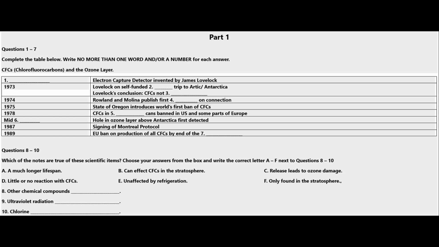Because they are unreactive, it's very difficult for them to be broken down. This gives them a long lifespan, more than 100 years in some cases, and allows them to rise into the upper levels of the atmosphere, the stratosphere, unchanged. There, ultraviolet radiation from the sun starts to break them down, freeing the chlorine atoms from the CFCs. It's this chlorine that helps destroy the ozone layer.